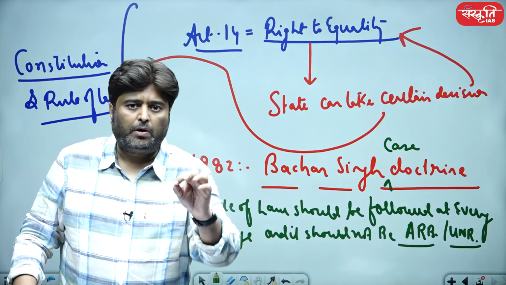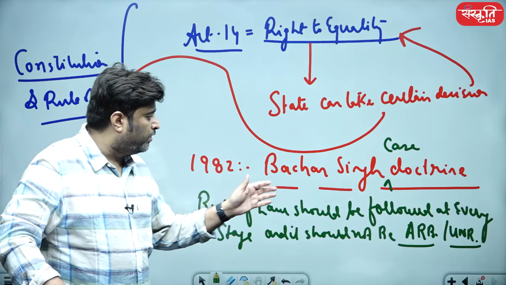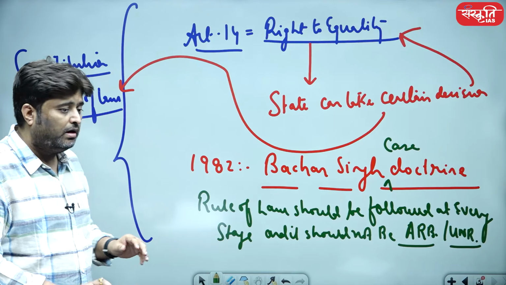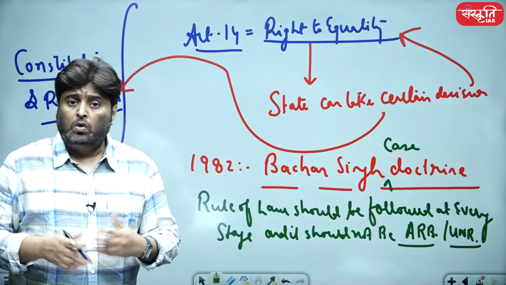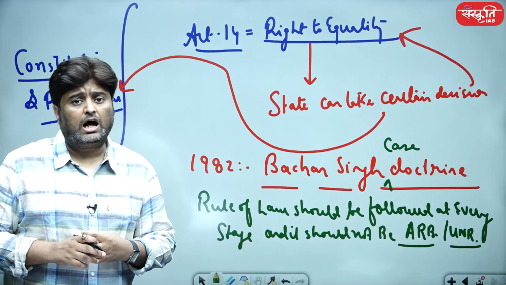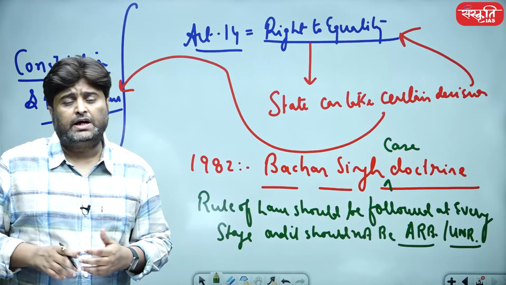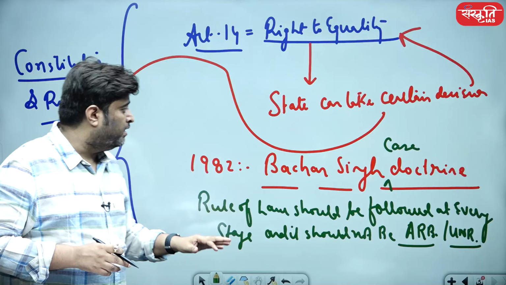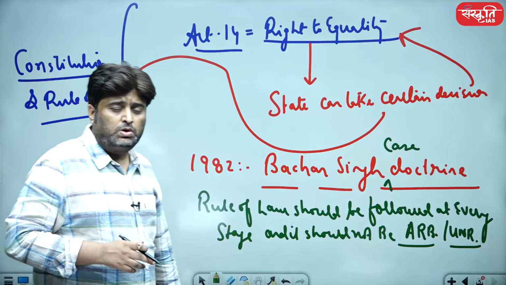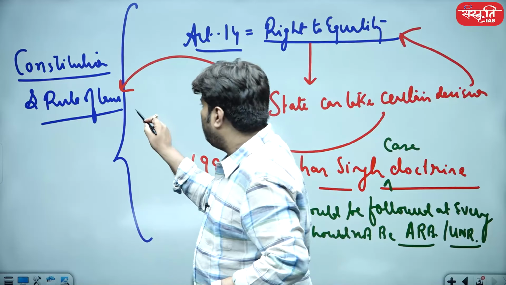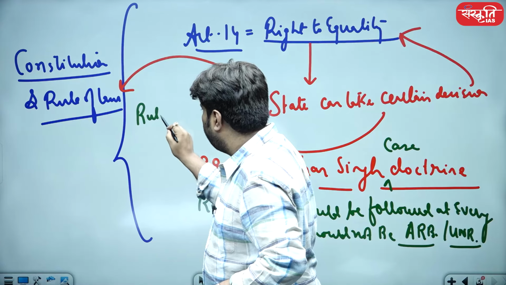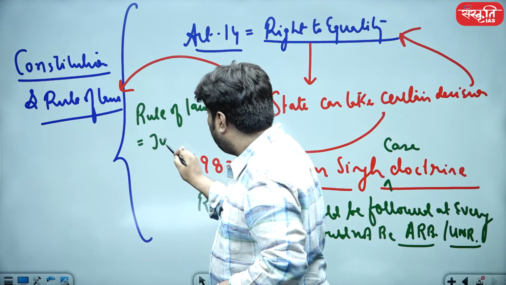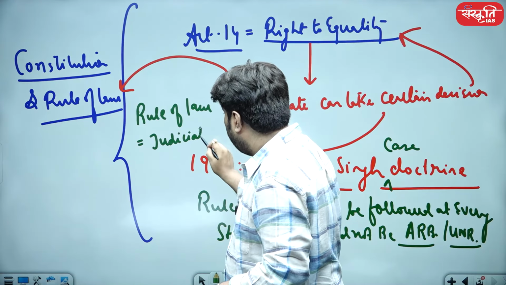So one very important point is rule of law should be followed at every stage, and it should not be arbitrary and unreasonable. But the major question is, who will decide whether the process is arbitrary or not? Who will decide whether the process is reasonable or not? Under this situation, students, in the Bachchan Singh case, the Supreme Court had said, in order to have a rule of law, we need to have a judicial review.